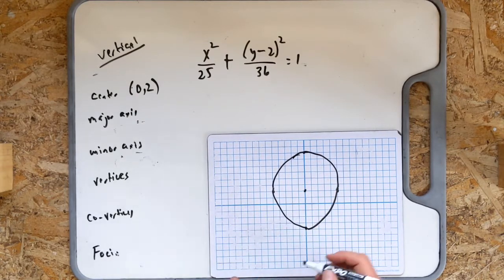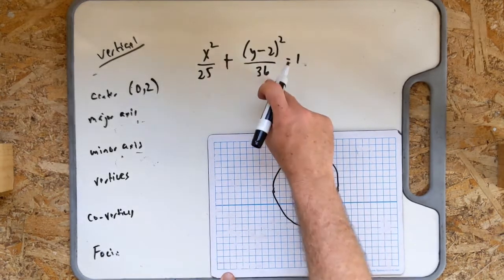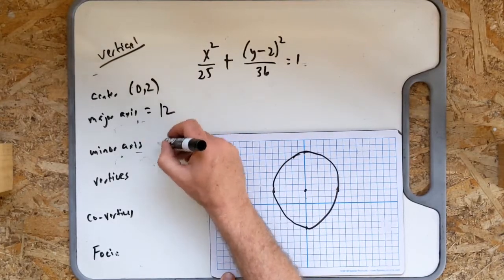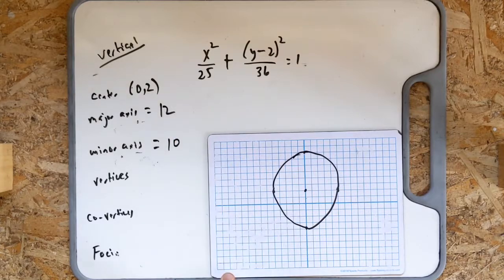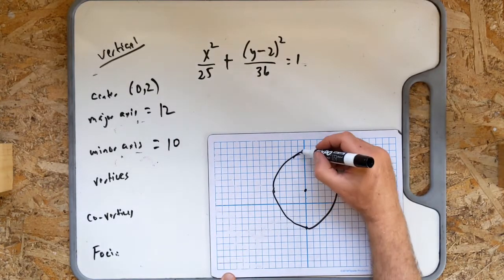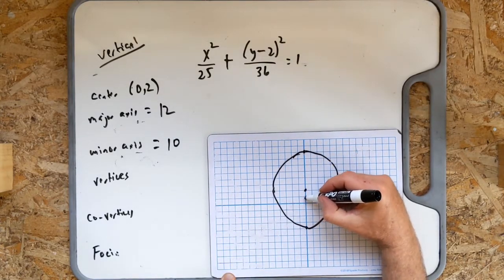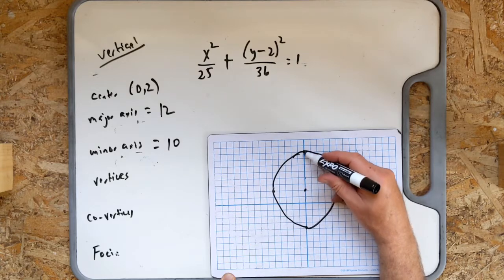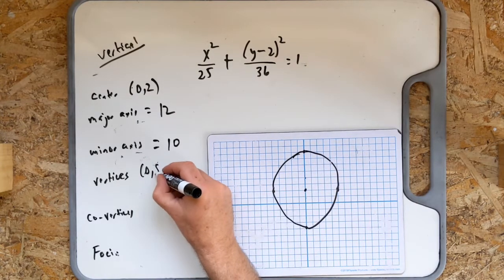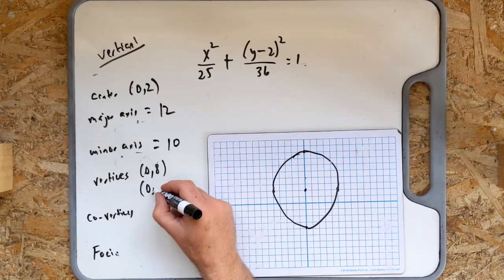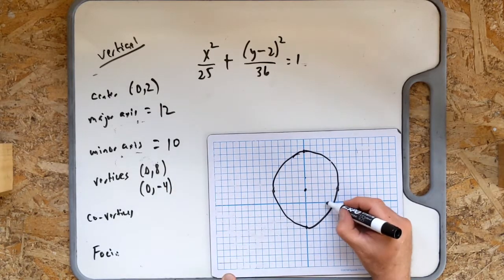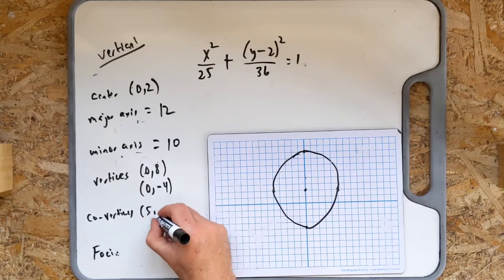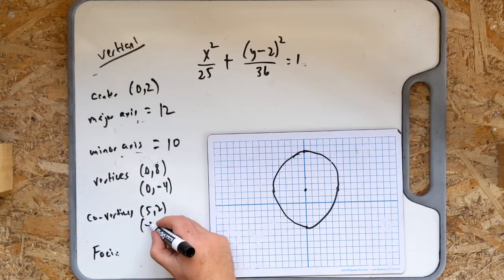Okay, now major axis is twice that, 12. Minor axis is twice that, which is 10. Vertices, I'm going to count them out. Vertices are up here, so it's (0, 8), looks like, and (0, negative 4). The covertices are out here, which is (5, 2) and (negative 5, 2).